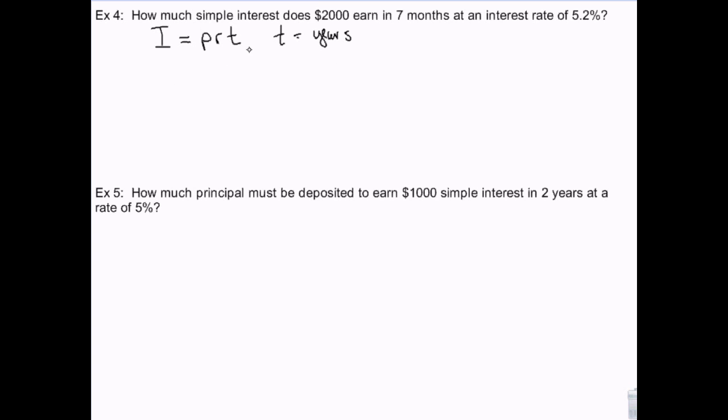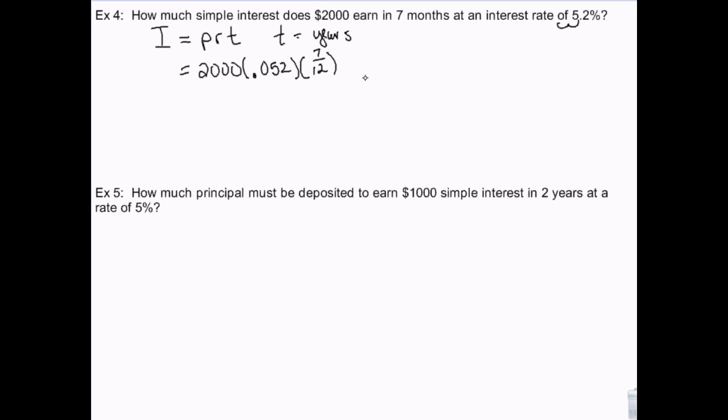Okay. If I want to know how much an account earns in some amount that's not perfect years, I have to make it a fraction. So I have my principal is 2,000. My rate, I move 2 places to the left, so 0.052. And my time is 7 months. Well, 7 months out of 12.